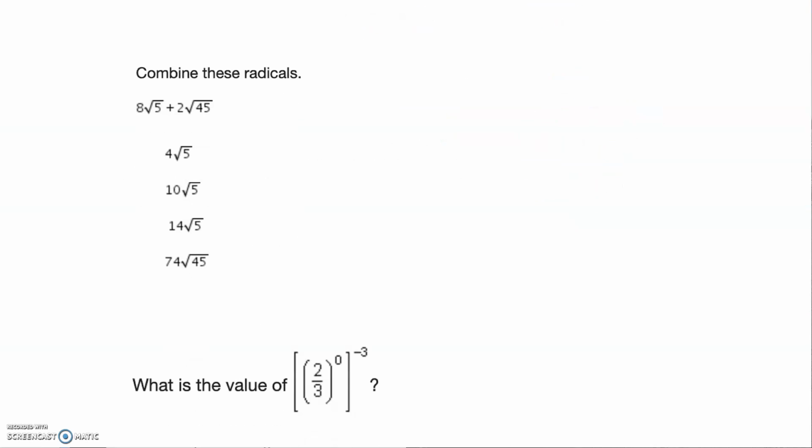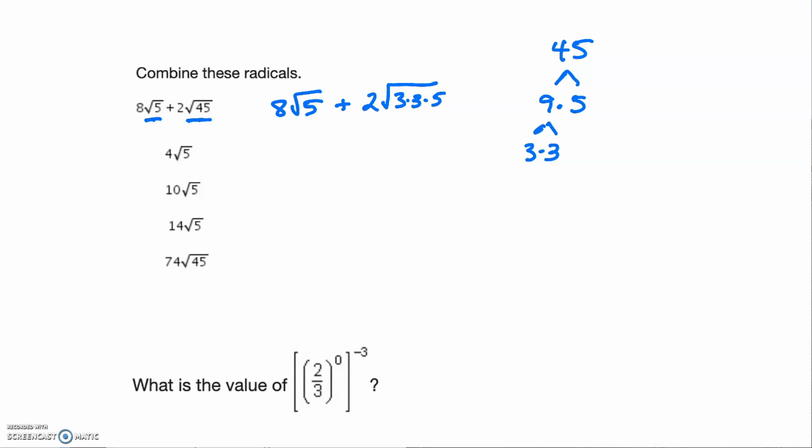Combine these radicals. Now if we notice we have 8 times the square root of 5 and 2 times the square root of 45. We cannot just add 8 plus 2 because those are different radicals. But we can simplify this 2 times the square root of 45. If we take 45, that's 9 times 5, 3 times 3. So this is 2 times the square root of 3 times 3 times 5. Well, if we have a pair, they can come out.